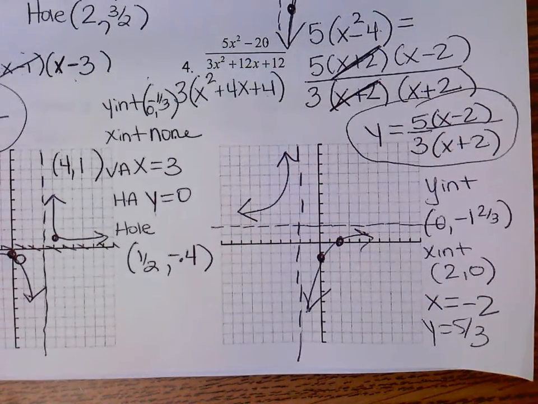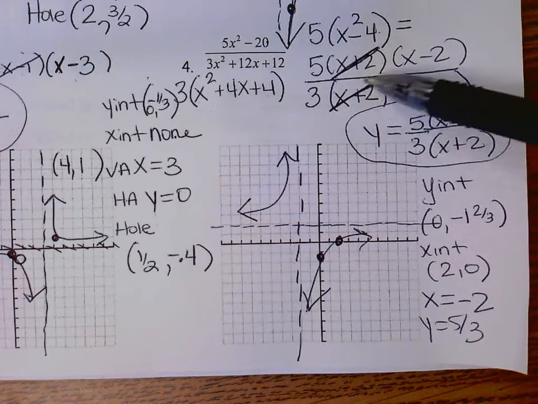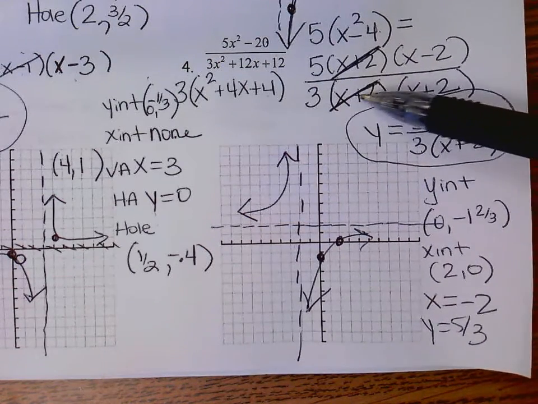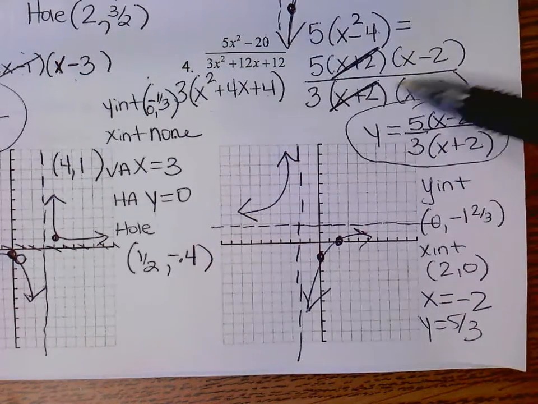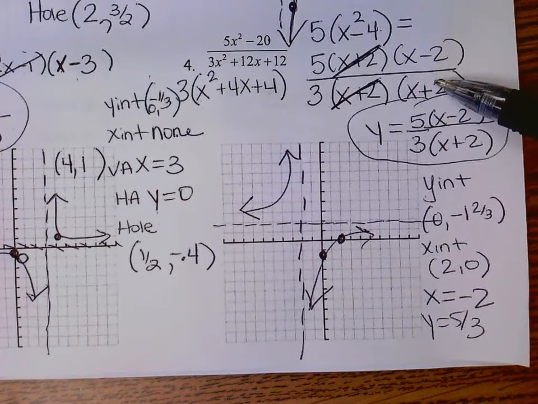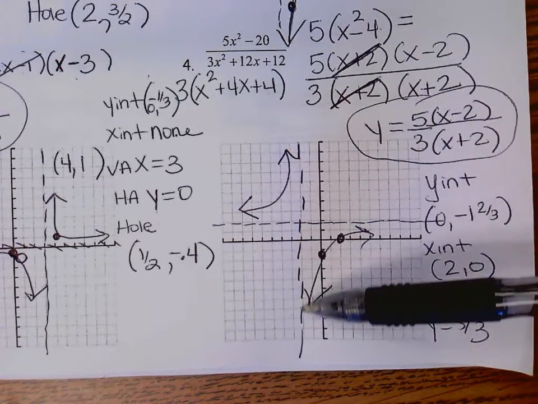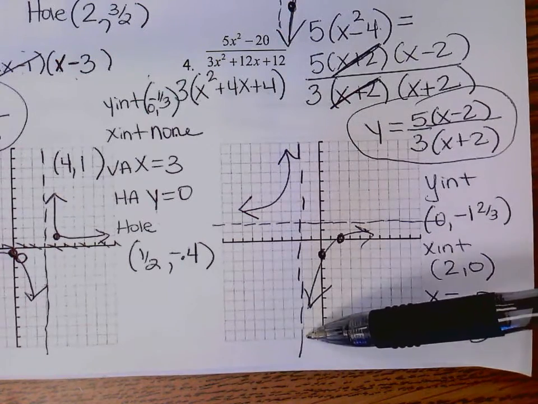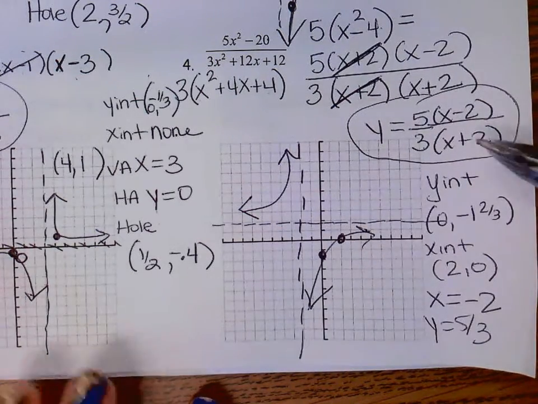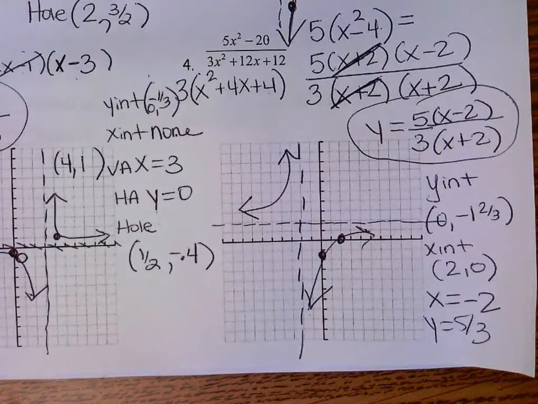When I get to the hole, negative 2 should have been the hole, right? Because x plus 2 got canceled. But guess what? The other x plus 2 is still there. So there's actually no hole because a vertical asymptote always overrides a hole anyway. So I can't put a hole on top of a vertical asymptote. So there actually is no hole because the x plus 2 is still sitting there as a vertical asymptote.